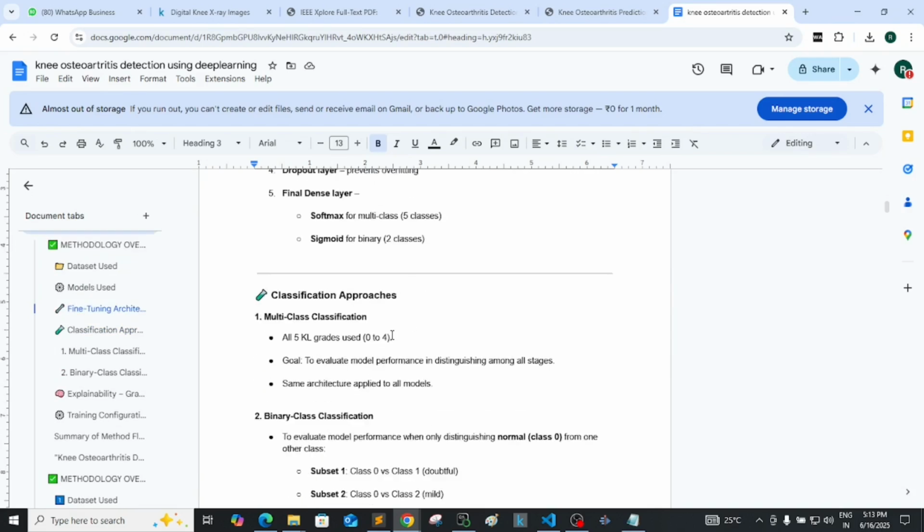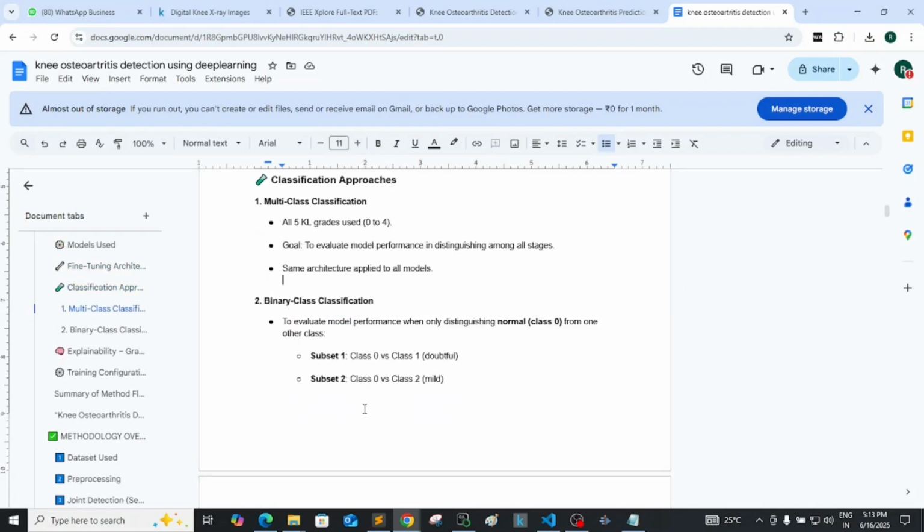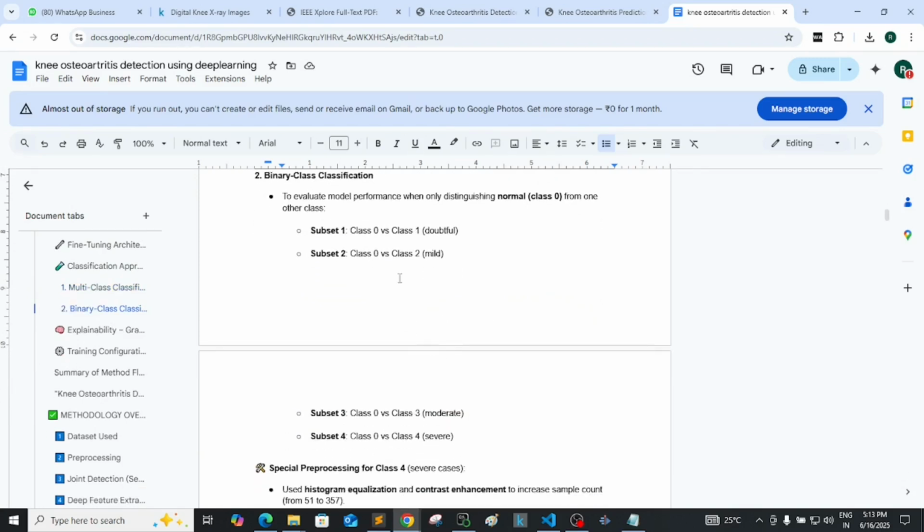For multiple classes they are going with 0 to 4, that is 5 different grades. For binary there are only 2 classes, class 0 and class 1, that is doubtful and mild. And for 5 classes it will be doubtful, mild, moderate and severe. In our case we are almost using the same data set.